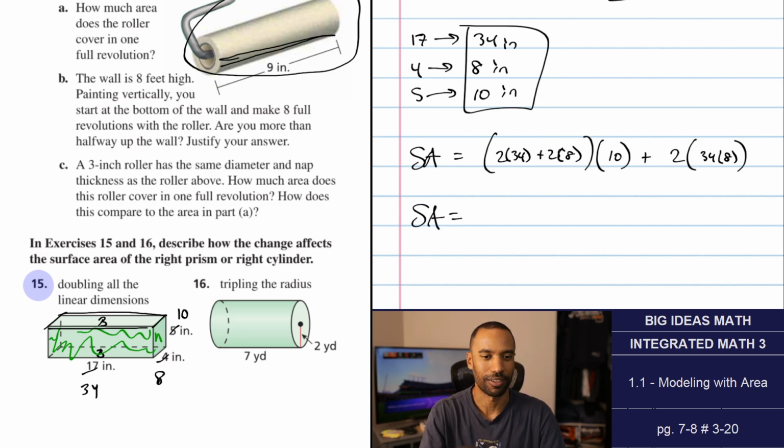Listen, I'll just go straight to the calculator this time. Let's see if this actually works out. It should. But let's do it all in one fell swoop. So in parentheses, I got a 2, and then 34 plus 2 times 8, double close parentheses, times 10. This is why it's good to write things exactly as you want to calculate them. Plus 2 times 34 times 8. And le voilà, 1384. So 1384 square inches.